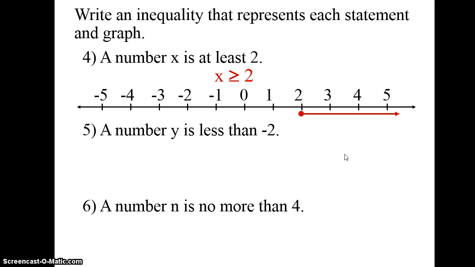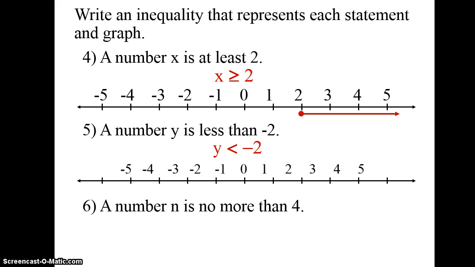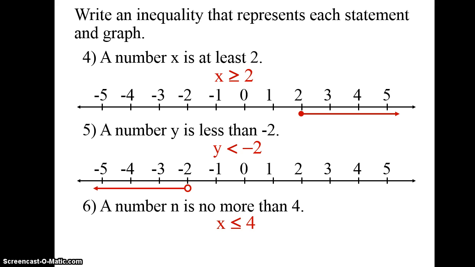Number 5, just as exactly how it says, y is less than -2. When I go to graph it, at the -2, I'm going to draw an open circle since it's not equal to and it doesn't include -2. I just want everything less than that. So the numbers that are less than -2 would be going in the direction to the left. Very good.